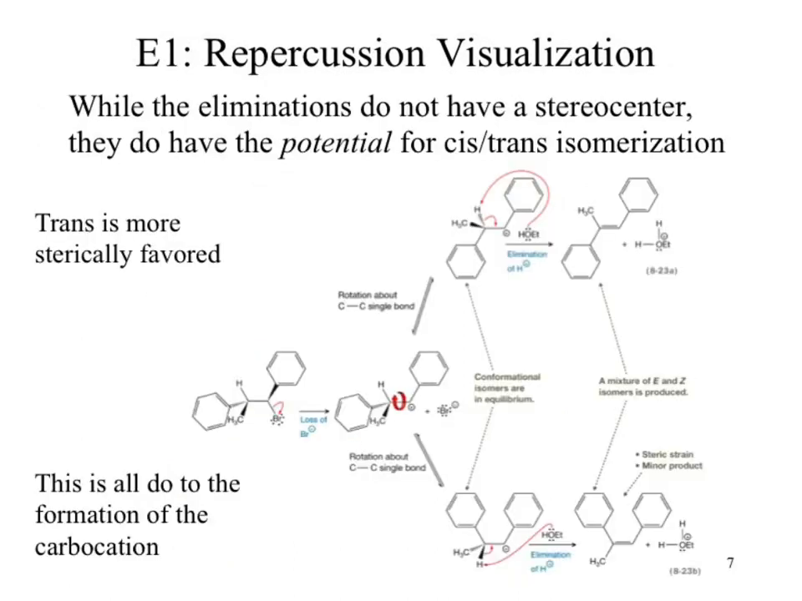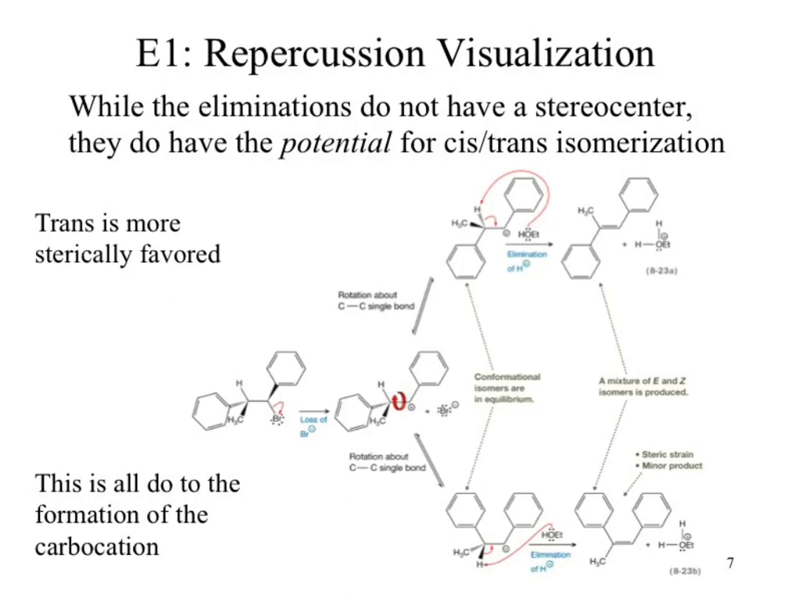When we move to the elimination, we're going to again run into two options. When we look at the E1 elimination, what we run into in this case is that we don't have a stereocenter. So we don't have to worry about chirality per se. But we do have the possibility for cis-trans isomers. So given the proper starting material, we can either end up with a cis product or a trans product. All of that is going to be based on understanding how the mechanism works.